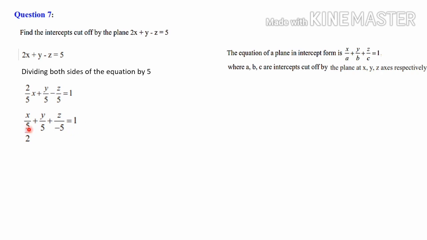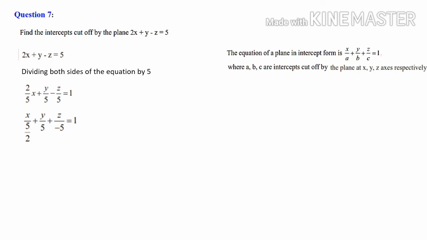Now it is in standard form. Once again, the coefficient of x is 2 by 5, but we need the coefficient of x to be 1. Quite simple, x divided by 2 by 5 we can write as the reciprocal, that is x by 5 by 2, plus y by 5, same. Here there is a minus sign, we don't want that minus, so just bring it to the denominator. So plus z by minus 5 is equal to 1.